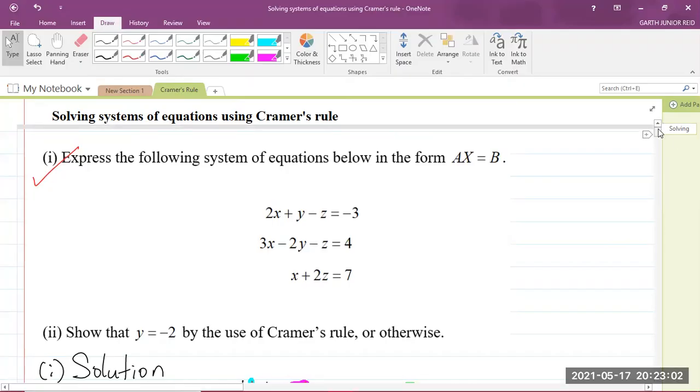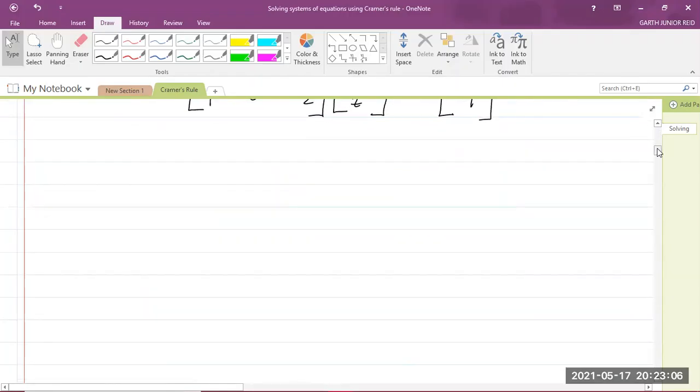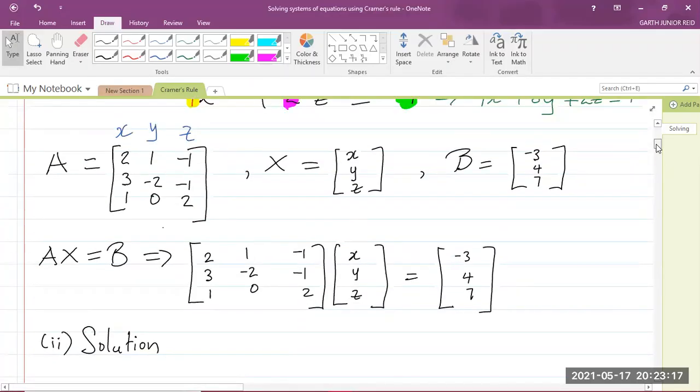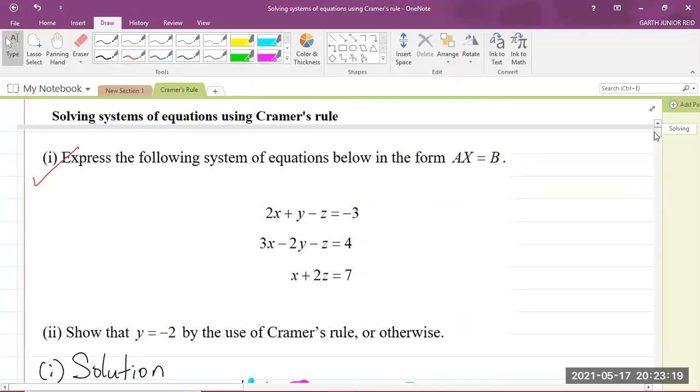Okay. Good. That is what we have. So let us write the solution now. So part 2, solution. All right. Now, anytime that you're going to use Cramer's rule, it means that we're going to have to find the determinant of the coefficient matrix. Meaning I'm going to find the determinant of the matrix A.